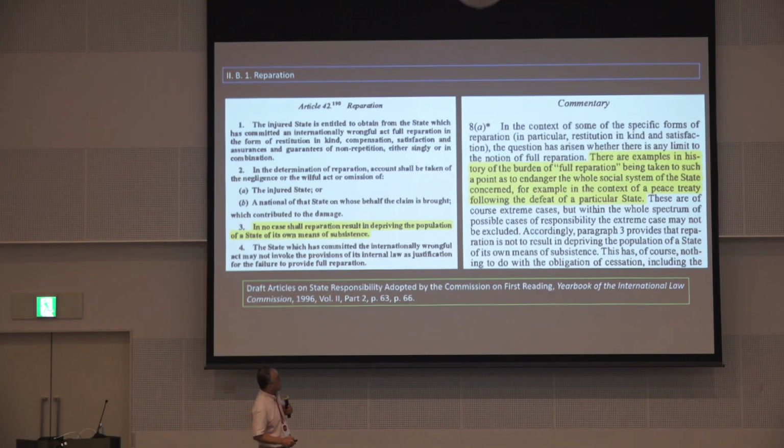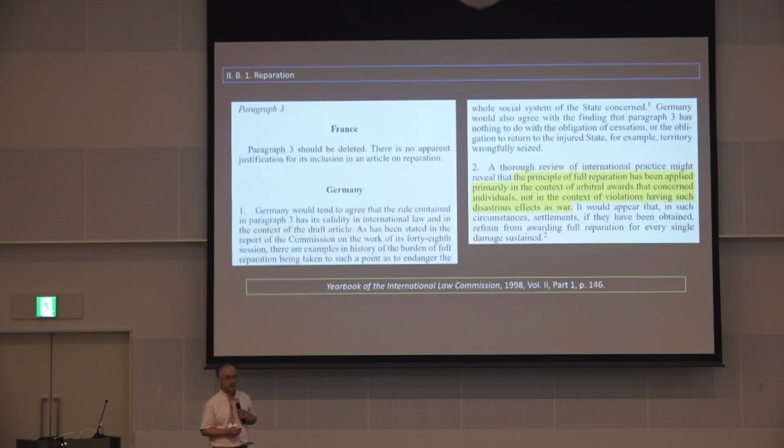But this was not welcomed by states, interestingly enough. There was an interesting discussion in the Sixth Committee in relation to the International Law Commission. Look at this. France said, no such limitation is accepted. No limitation. Germany said, yes, full reparation is required. Under international law, full reparation is the principle. But when it comes to war reparations, maybe the situation is different. Perhaps in the case of war reparation, there could be some limitations, of course.